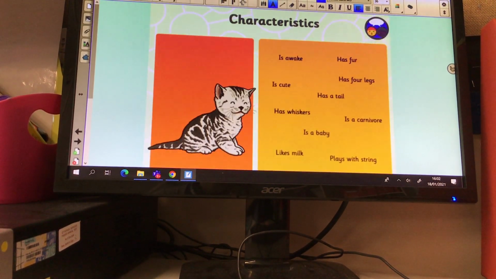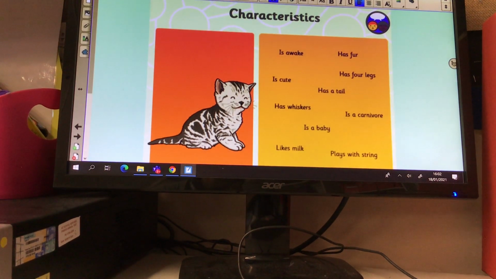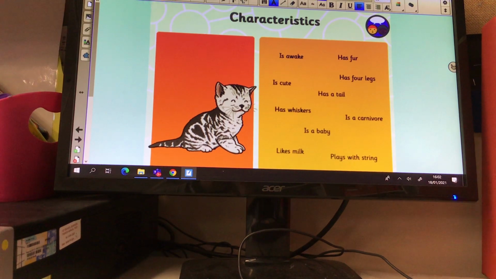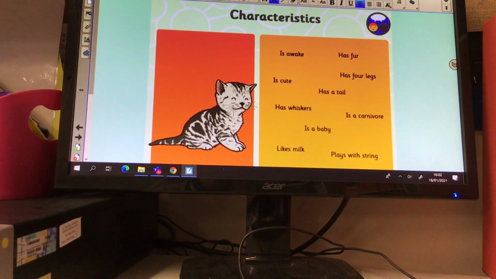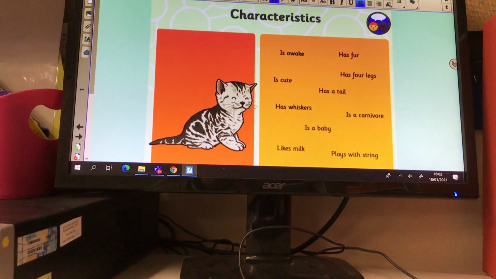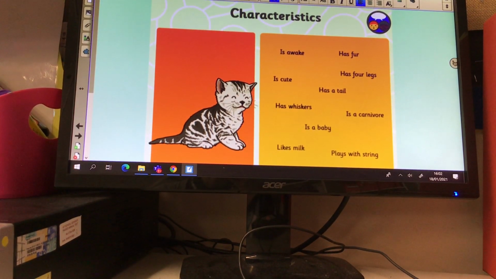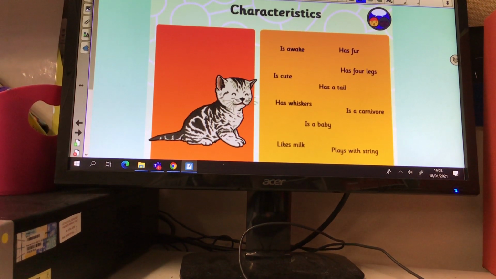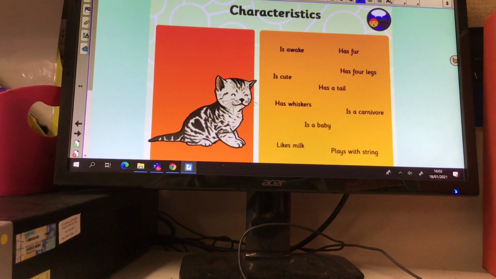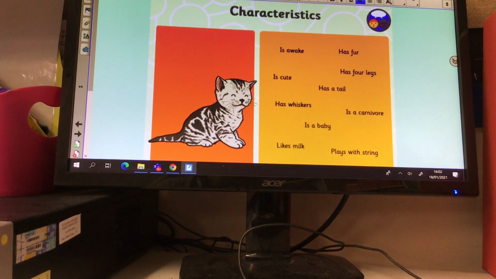Okay. So, characteristics of the cat. Now we're just looking at characteristics of every cat, not just characteristics of this cat. Okay, so when we're classifying animals, we're thinking about all cats in general. So all cats have whiskers, so that's something they have. All cats are awake, well, not always, so we'll have to think about that. That's not a characteristic.